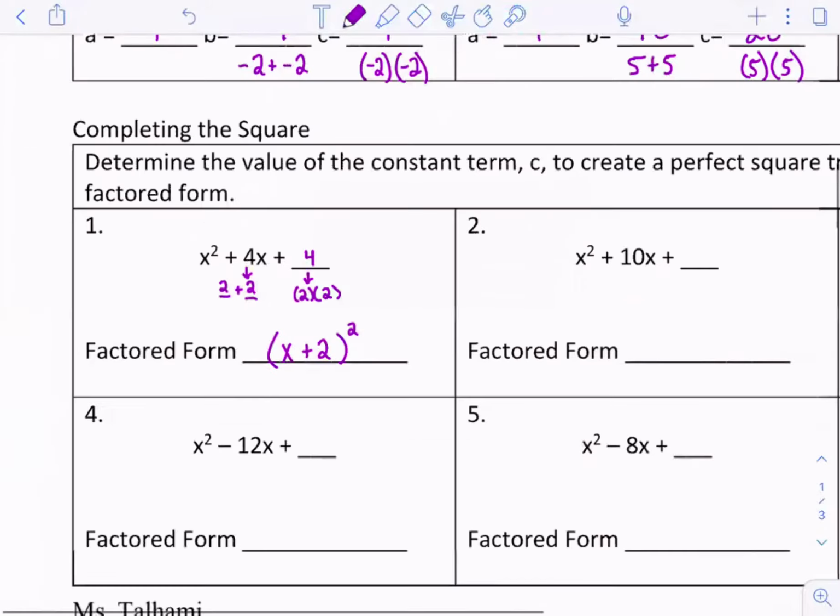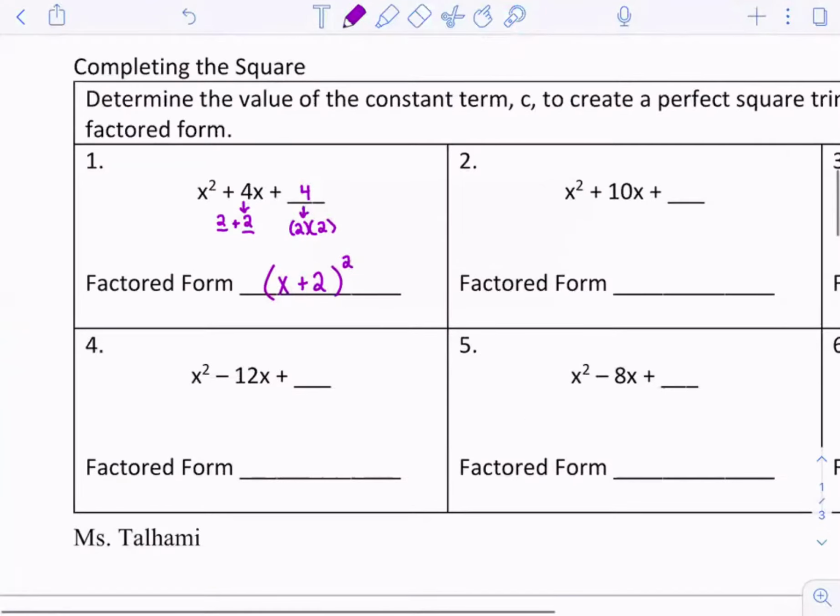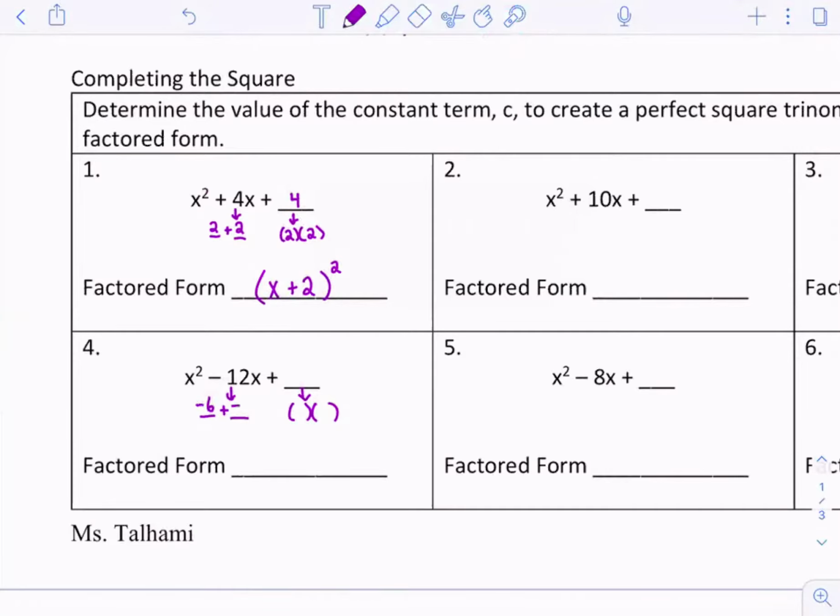So let's try this again. I'm going to try it with this one down here. What plus what, and it has to be the same number, gives me negative 12. And then here I have to do that times itself. So if I take 12, I think about what number plus itself, so I have to divide it by 2. What do I get? Negative 6 plus negative 6 is negative 12. So negative 6 times negative 6 is positive 36. So this is x minus 6 squared.